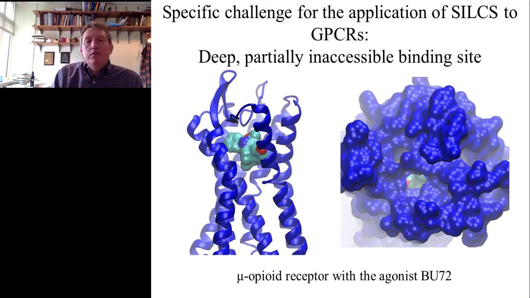Now, if I take this GPCR, which I'm looking at from the side here, and I look from the top, and I look at what we call a solvent accessible surface, we can see a little bit of the binding site, but that binding site is very deep and partially inaccessible. And this is a challenge to the SILCS methodology because we have to make sure that our functional group maps, our FragMaps, can penetrate into that deep pocket to give us the information we need to do protein ligand design in the context of GPCRs.